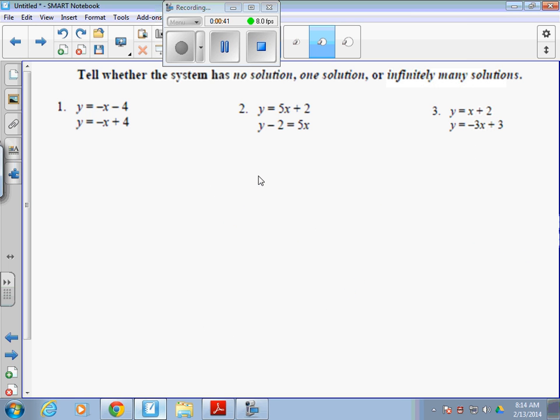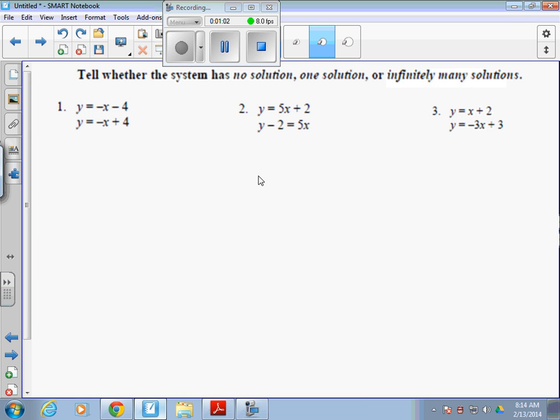However, if it's the same exact line, meaning it has the same slope and also the same y-intercept, then it's the same line that has an infinite amount of points that it shares in common with the other line. Therefore, it'd be infinitely many. If it's not parallel, if they have different slopes, no matter what, then there's going to be one solution. It'll be that one point where they cross.